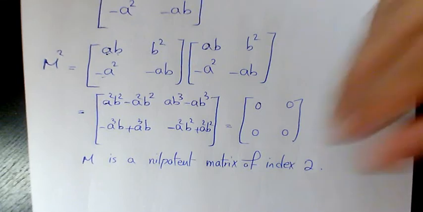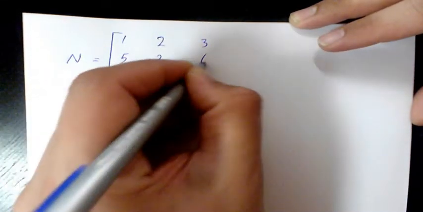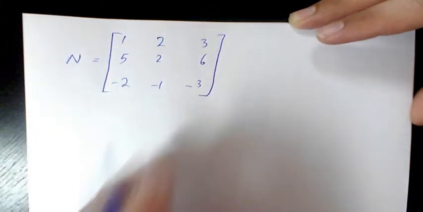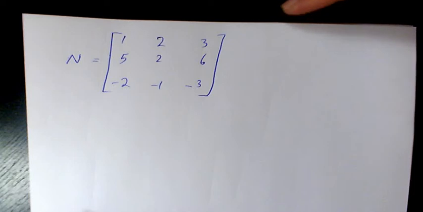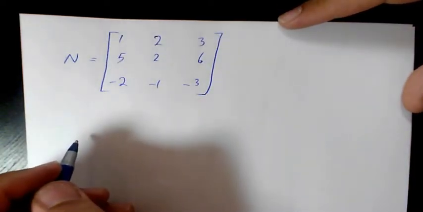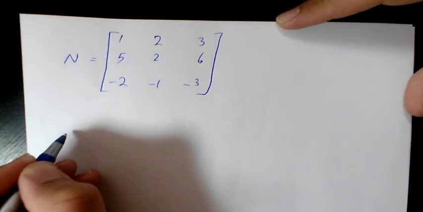Let's see another example. We have matrix N, [1, 2, 3; 5, 2, 6; negative 2, negative 1, negative 3]. We want to find out if it's nilpotent or not, and if it is, what is the index of the nilpotent matrix?